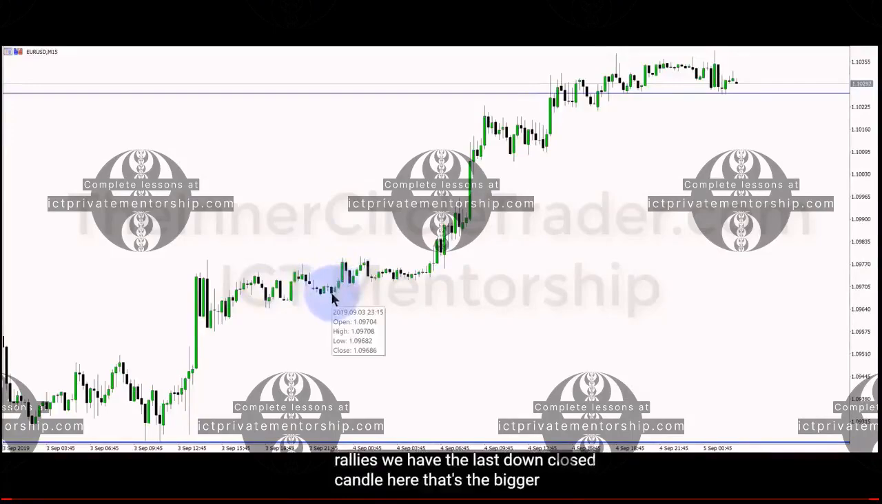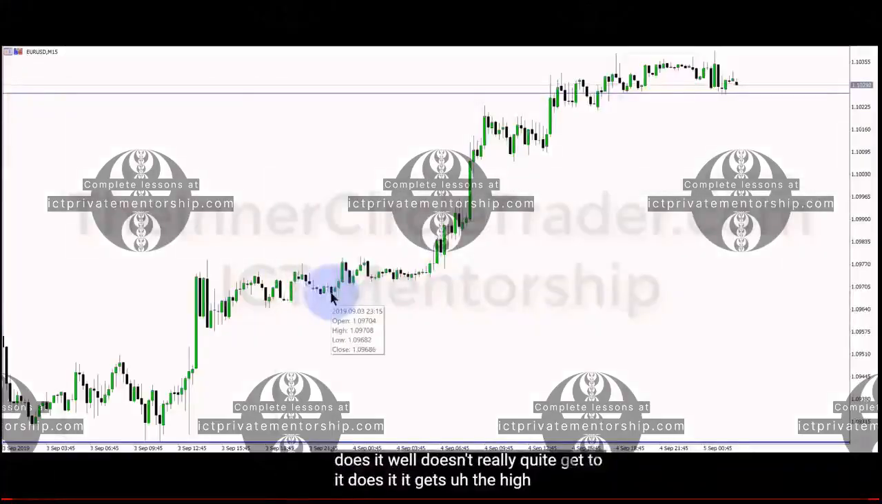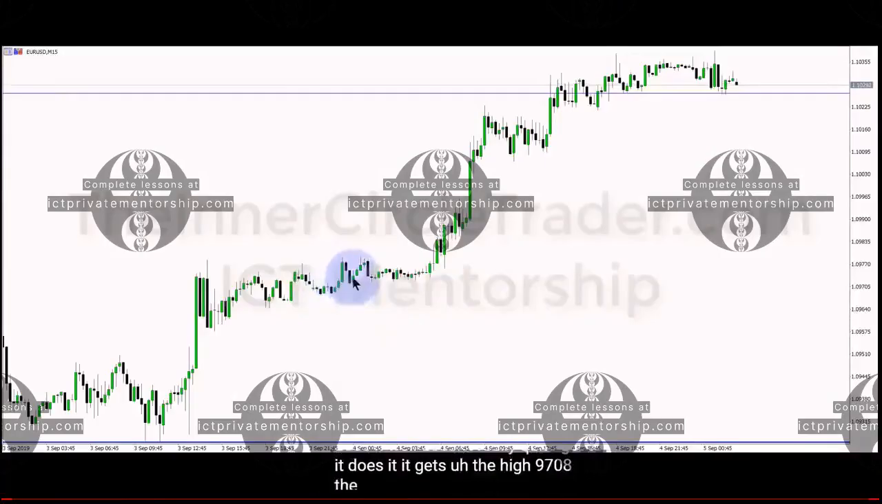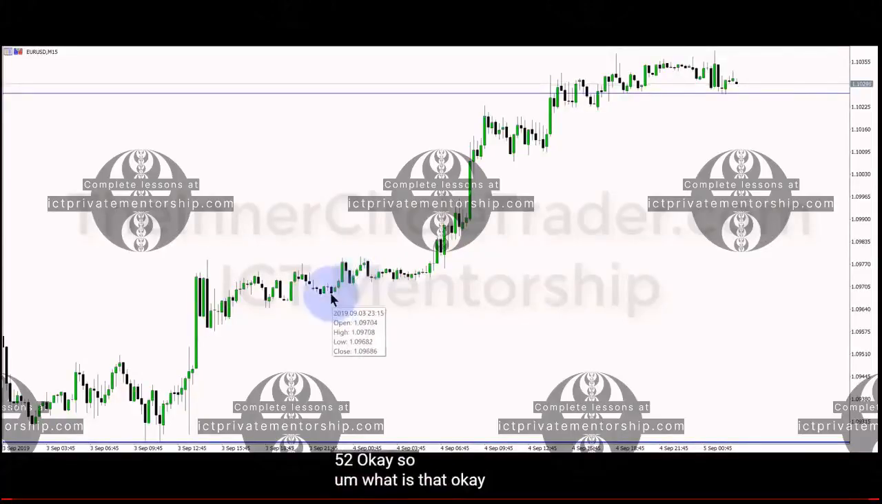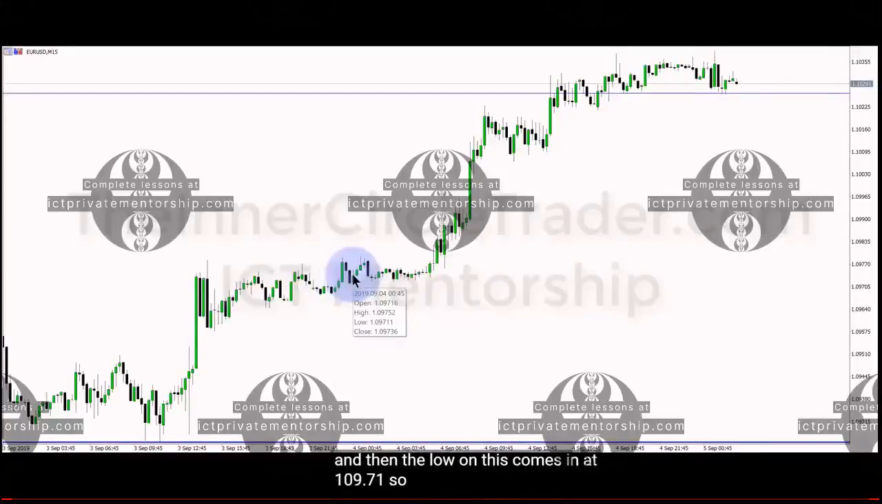That's the bigger bodied candle between that one and this one. When price trades back down to that area, does it? Well, it doesn't really quite get to it, does it? The high comes in at 109.70, and then the low on this comes in at 109.71. So it was only off by 1 pip, but we rally.